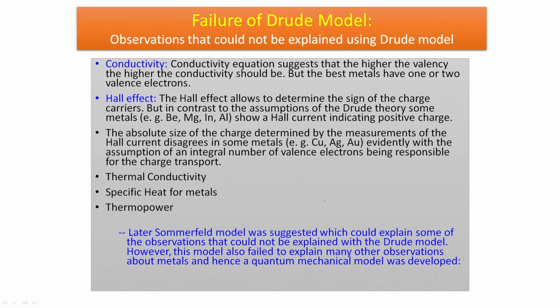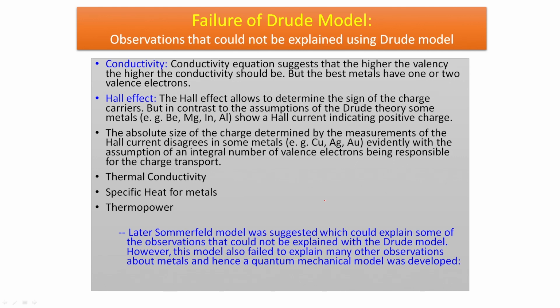The second one, which it cannot explain, is the Hall effect. The Hall effect allows you to determine the sign of charge carriers, whether it is an electron or something else. But in contrast to the assumptions of Drude theory, some metals show Hall current like beryllium, magnesium, aluminum, indicating positive charge. So, that means there are other species which can carry charge, because it was not known in those days that the hole also can carry charge. It came only when semiconductors were discovered. So, the absolute size of the charge determined by these measurements of the Hall current disagrees in many cases for metals, and this is mainly because of the assumption that an integral number of valence electrons is responsible for the charge transport. It can have a non-integral number also, people have observed, that is why it cannot explain.